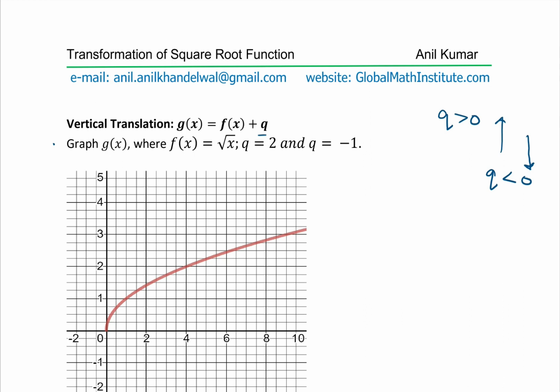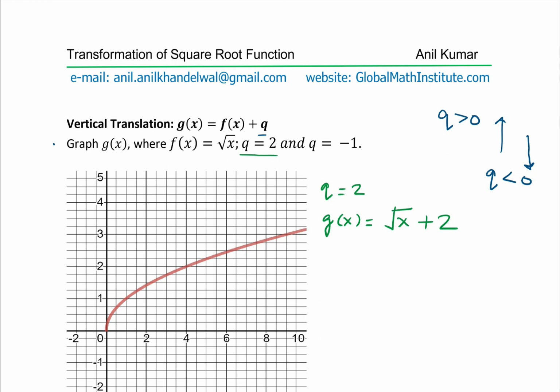Based on this criteria, we have taken a very simple but important example, which is graph g of x, where f of x is equal to square root of x, and q value is 2 and q value is minus 1. So basically, we have to sketch two different graphs. So let's sketch them one by one. I'll take different colors so that we could appreciate what really happens when the q value changes. Q indicates vertical translation. So if q is plus 2, let me write down here q equals 2. That really means we're talking about a function g of x which is equal to square root of x plus 2. Perfect. Now in this case, it has to move 2 units up, right?